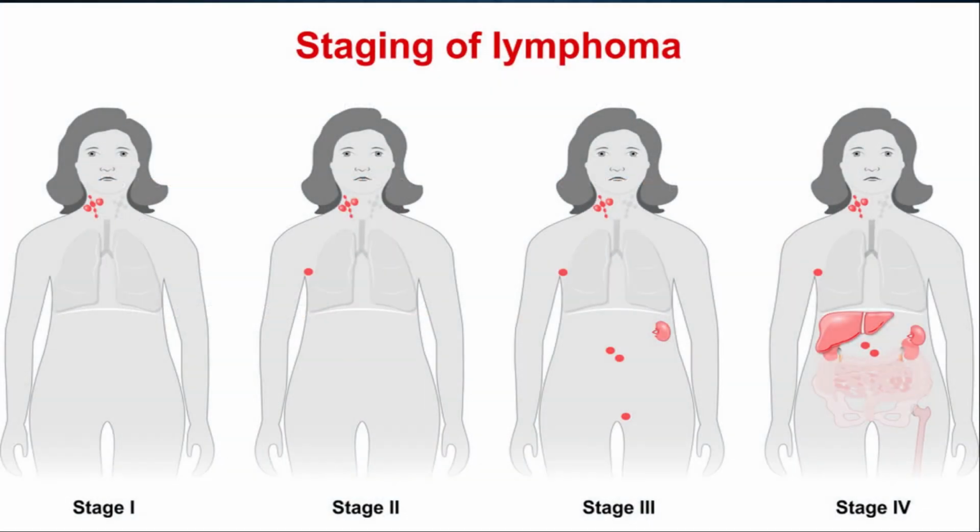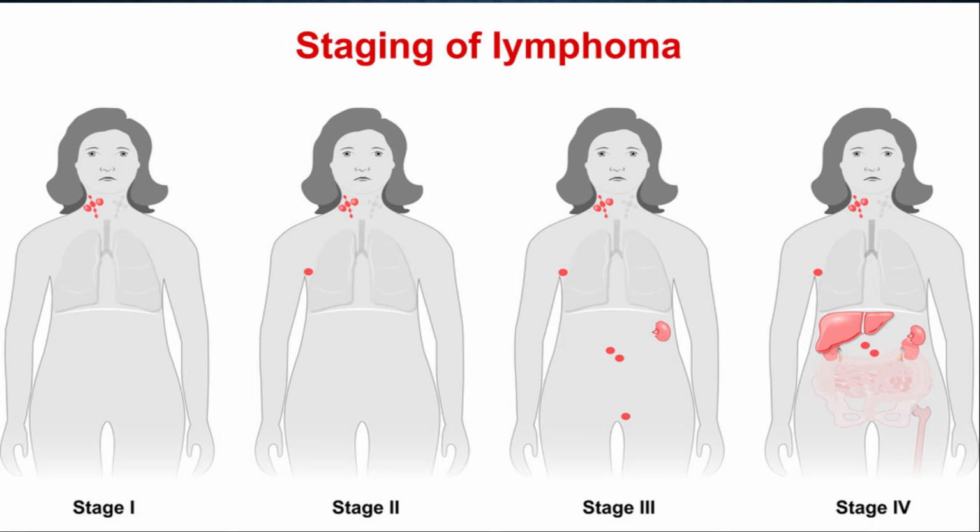In staging, we use the Ann Arbor staging classification for both Hodgkin and non-Hodgkin lymphoma. Ann Arbor is named after Ann Arbor, Michigan, which is a city in Michigan state. This is a state in the Midwest region of the United States of America. And this is where the committee met in 1971 to approve this staging. It has 4 stages.